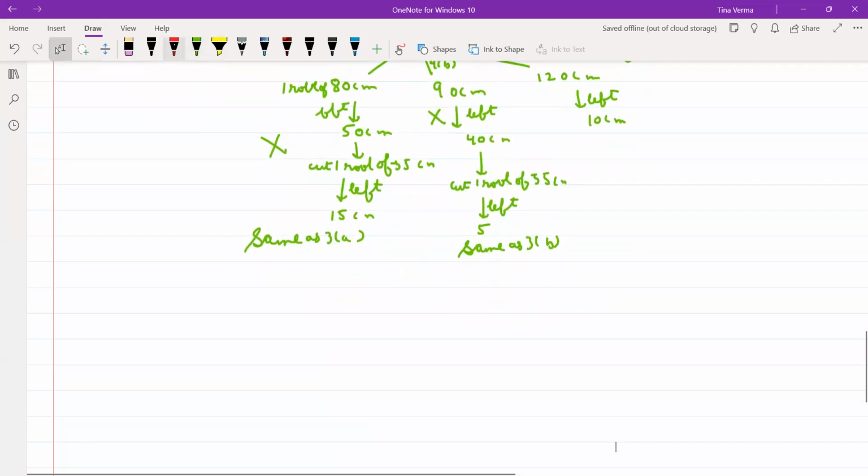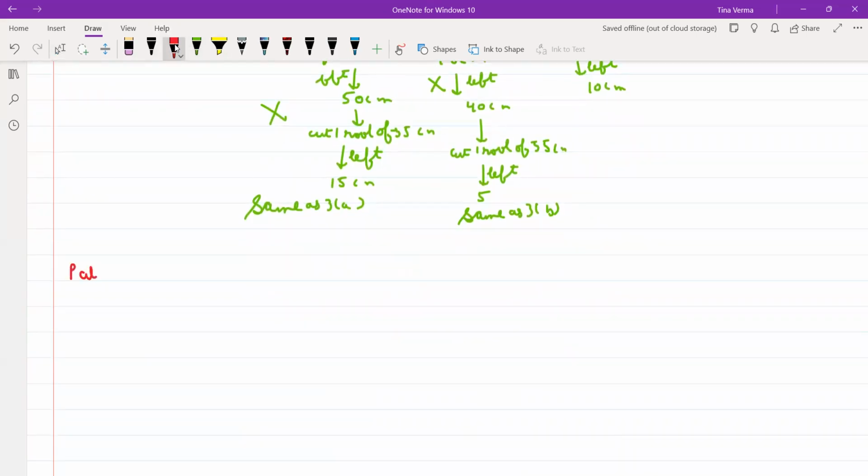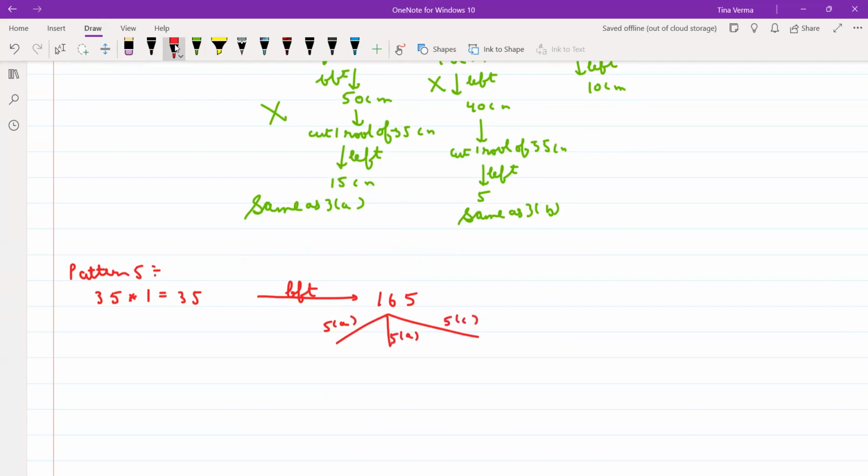Next is your pattern 5, that you can cut the roll of 35 centimeter as the number of units 1. So you will have 35. So here you are left with 165. So here you can discuss also 3 patterns, 5A, 5B, 5C, that you can cut 80 centimeter roll, 90 and 120. If you have 165 centimeter, 80 के कितने rolls cut कर सकते हो? 2 rolls you can cut.